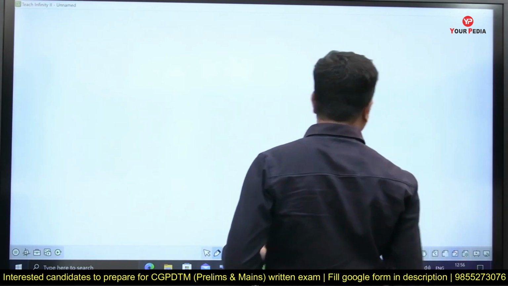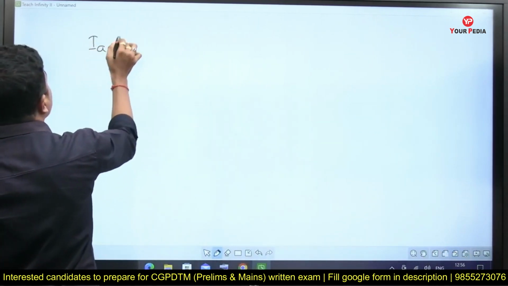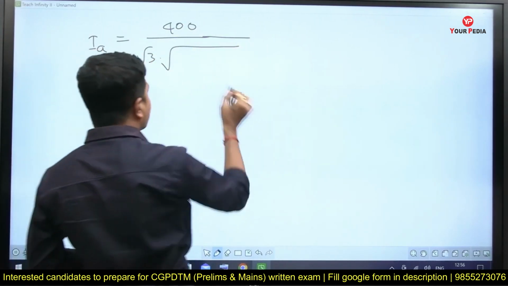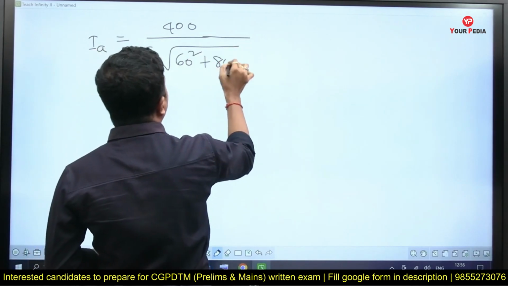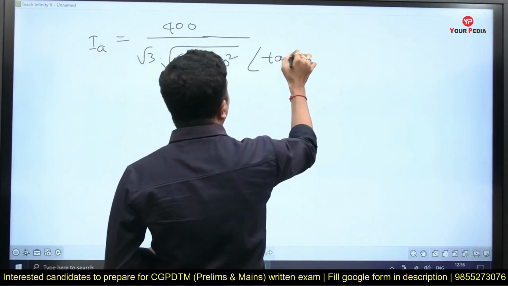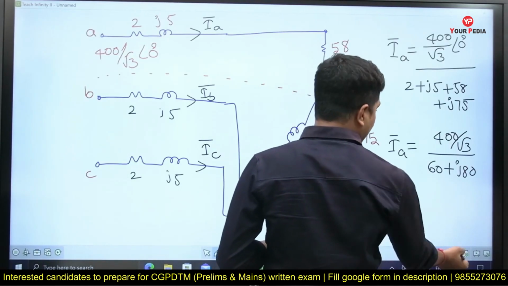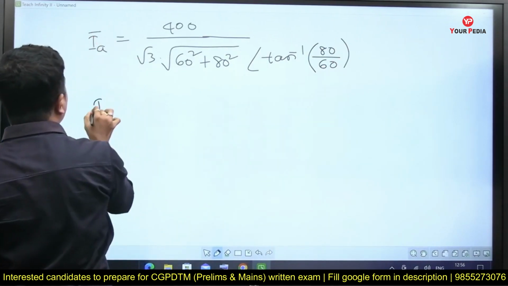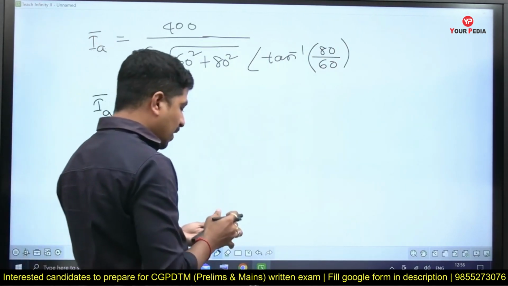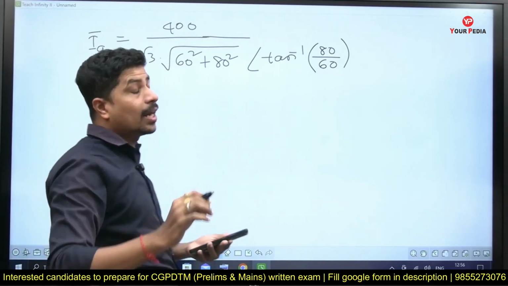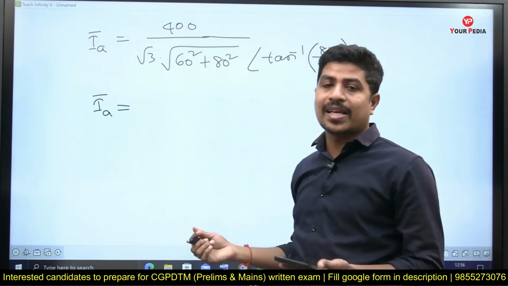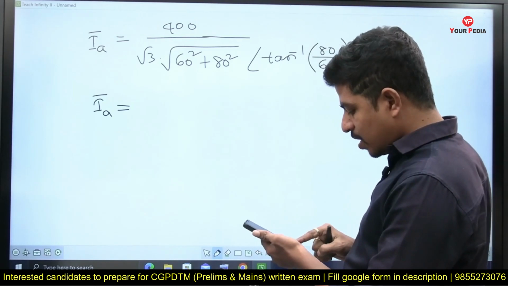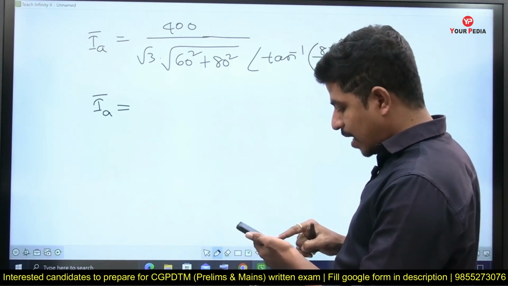Then how much will IA be? IA is equal to 400 by root 3 under root of 60 square plus 80 square, at an angle of tan inverse of the imaginary part, 80 by 60. Let me calculate with the help of a scientific calculator. Calculator will be allowed; without a calculator, these complex calculations are not possible. So 60 into 60 plus 80 into 80 is 100 only.